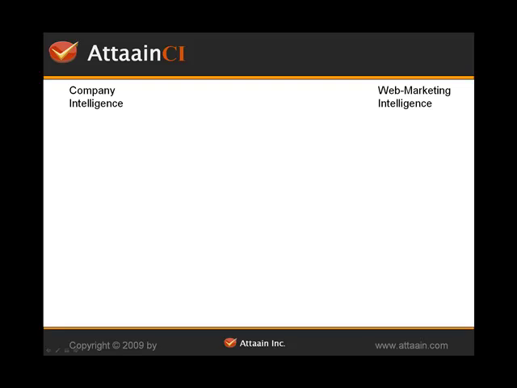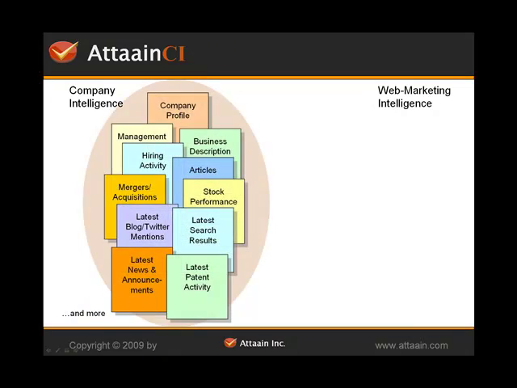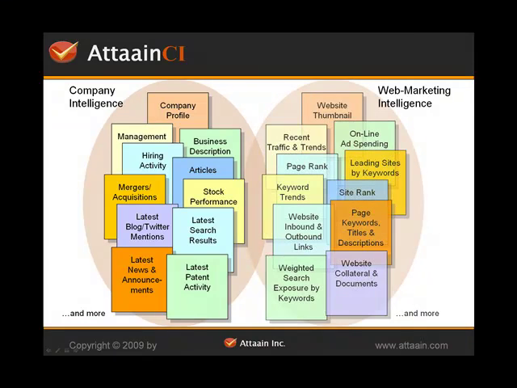For example, for companies, we provide company intelligence reports that contain a wide variety of real-time information on key aspects of the company's activities. In addition, web marketing intelligence reports are available, covering all of the key aspects of a company's website in terms of search performance, documents, collateral, links, site rankings, and so on. A detailed look at all of these reports is available in other videos in this series.